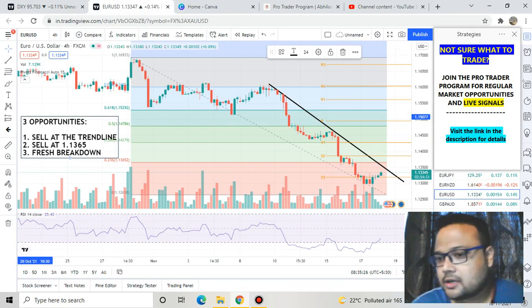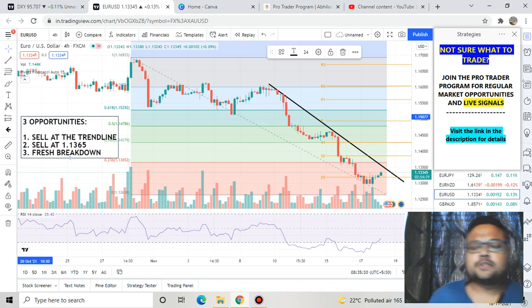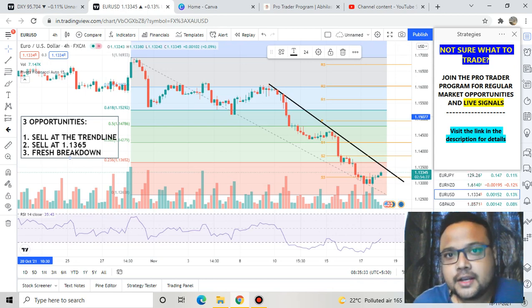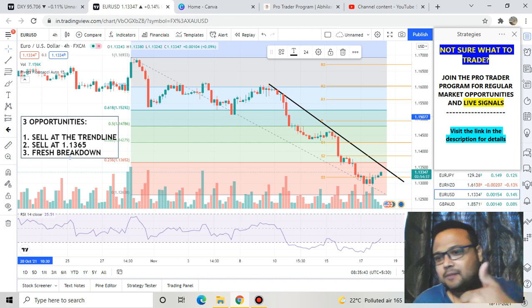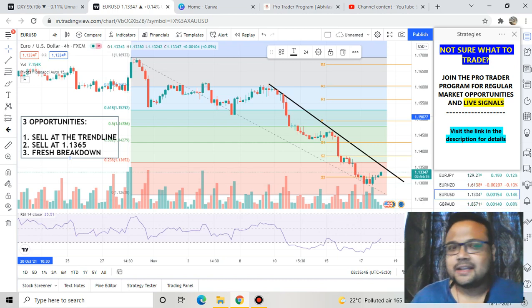Now this is the chart of Euro USD on the 4-hour chart, my favorite time frame. First of all, let's talk about the trend of the market. What is the trend here? You can easily see the trend of the market is towards the downside, and as we all know, trend is our friend, and the thumb rule of the market, the basic rule of the market, is follow the trend.